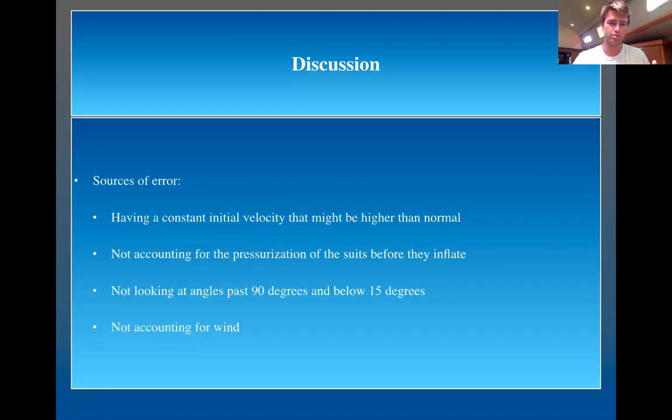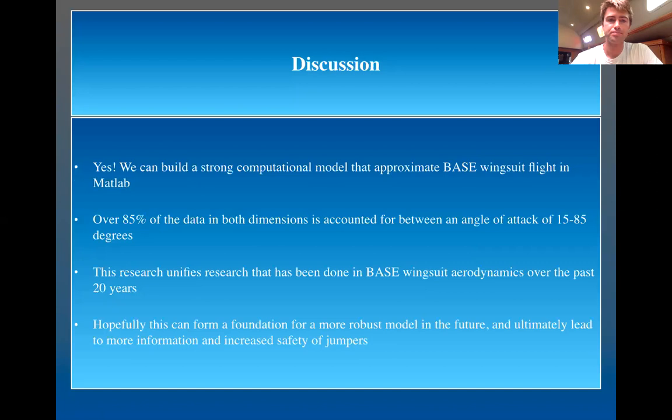Ultimately, this leads to some sources of error: basically, not looking at the pressurization, the function for changing alpha might have been wrong, we didn't account for the wind, and not looking at angles past 90 degrees or lower than 15 degrees could also have been part of it. But ultimately, yes, we can build a strong computational model of base wingsuit flight in MATLAB. Even though it wasn't above 90%, we're right there.